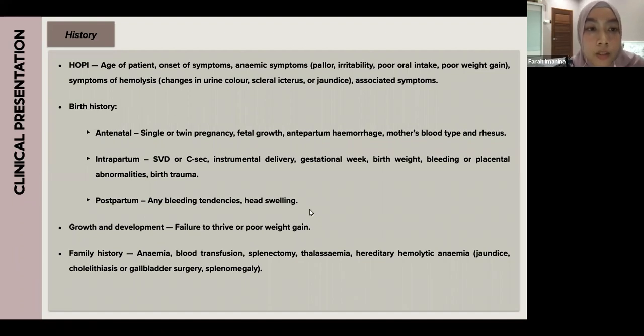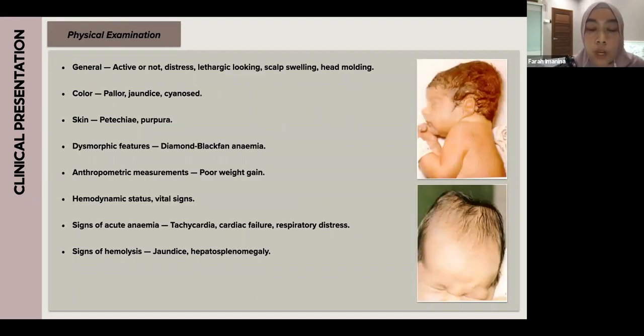Okay. So for physical examination, what we want to look at first, generally, is the patient active or not? Is the patient in distress or lethargic looking since they are anemic? Any abnormalities like in the picture here, any scalp swelling or head molding? What is the color of the baby? Is the baby pale or jaundiced or cyanosed? The skin, any petechiae or purpura, because it might indicate bleeding diathesis.